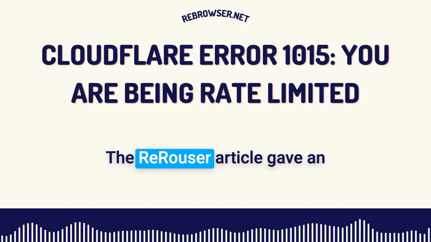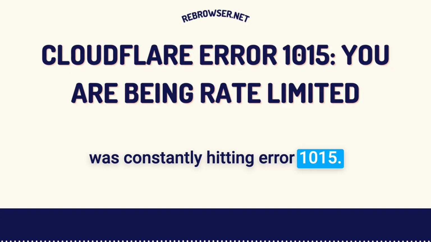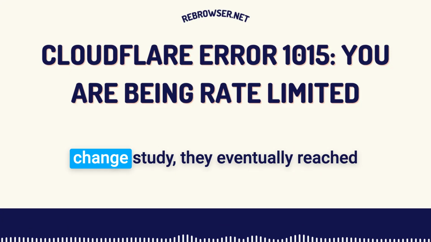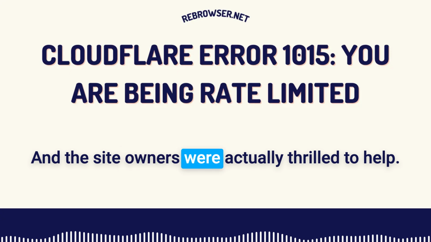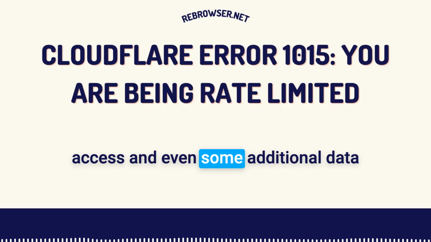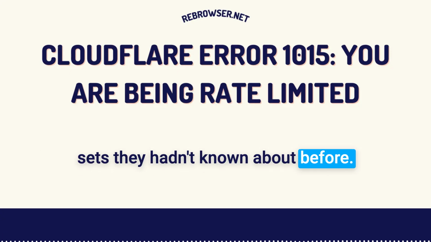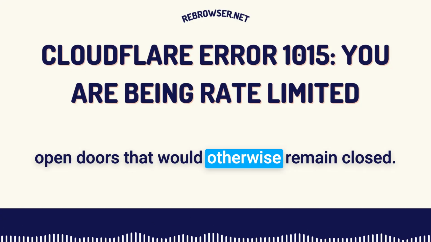Precisely. The Rebrowser article gave an example of a research team that was constantly hitting error 1015 while trying to gather data for a climate change study. They eventually reached out to the website to explain their goals, and the site owners were actually thrilled to help. They ended up getting special API access and even some additional data sets they hadn't known about before. That's awesome. It sounds like building these relationships can open doors that would otherwise remain closed.